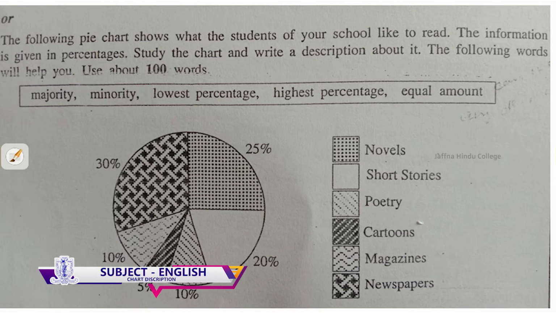Here you can see that this is the highest percentage, 30%. What is it? Newspapers. So then what is the lowest percentage? It is 5%. It is the cartoons. So most of the students like to read newspapers, and the least percentage of students like to read cartoons. An equal percentage of students like poetry and magazines. Poetry and magazines, both are 10%. Novels are preferred more than short stories. This is the key data from the pie chart here.